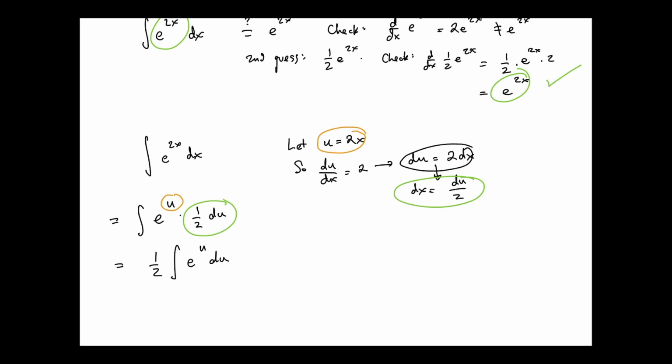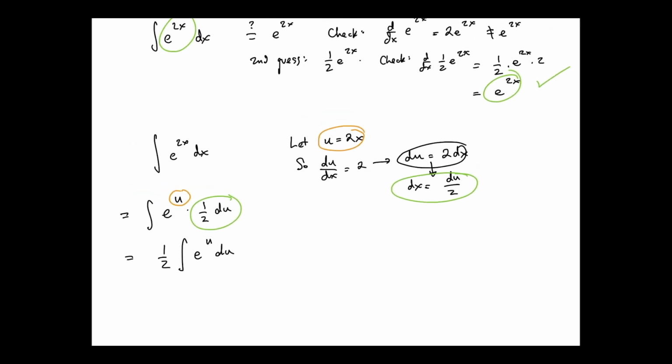That's nice because look what we've done. We've changed the problem, in a sense, into something that's trivial. What's the antiderivative of e to the u? e to the u, done. And because we had the half out front still, the half has got to stay there. And then the last step was, what was u? It was 2x. So I'm going to resubstitute that back in, and there's our answer.